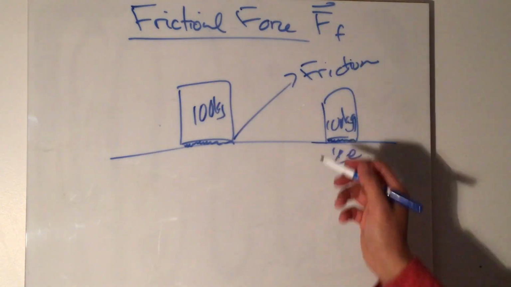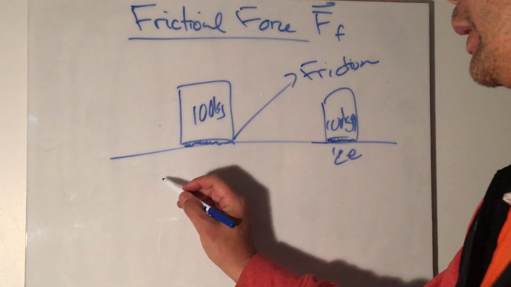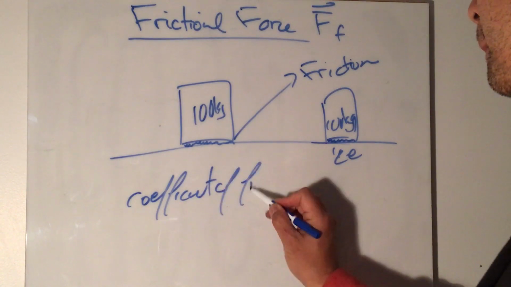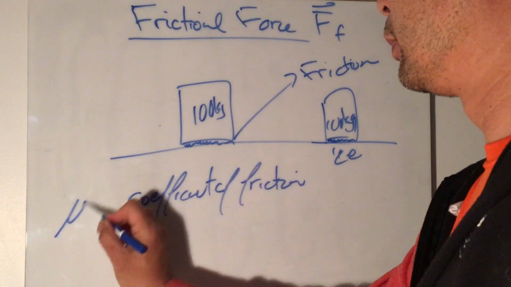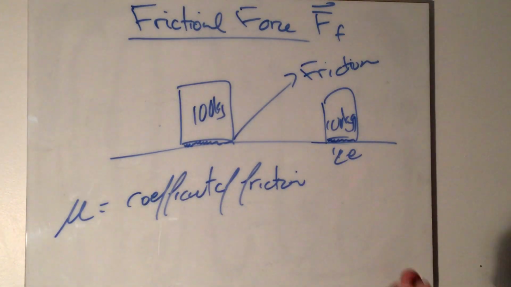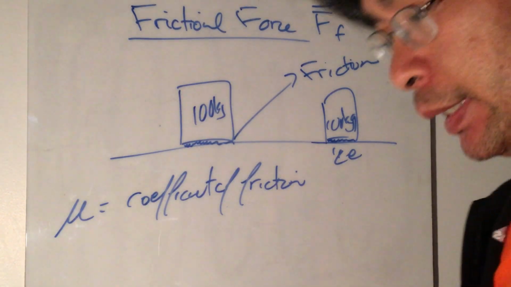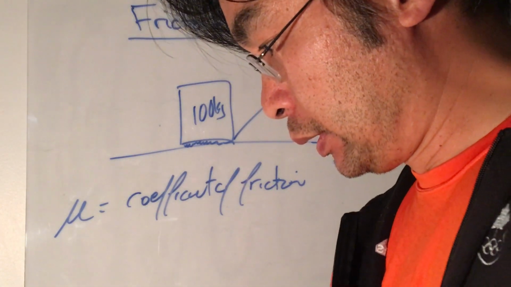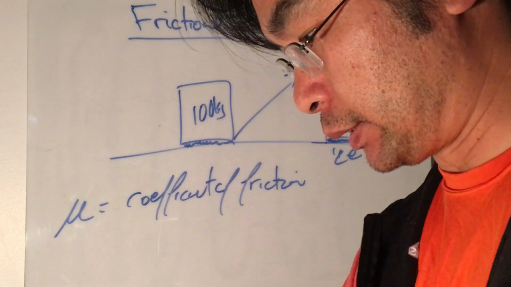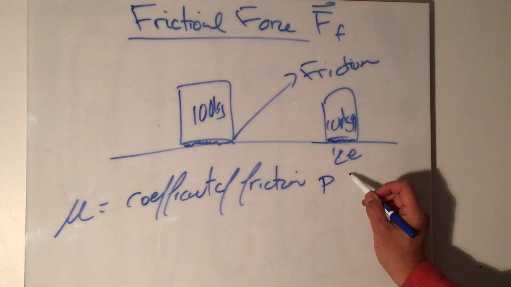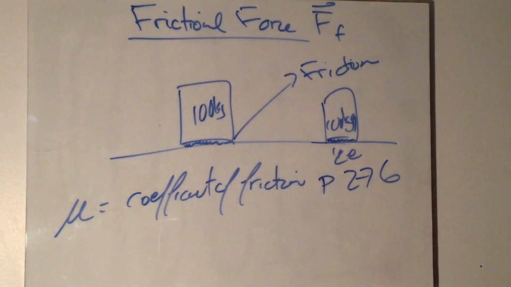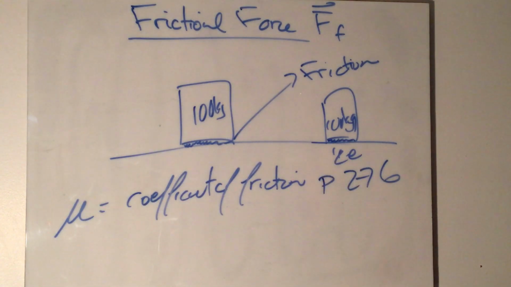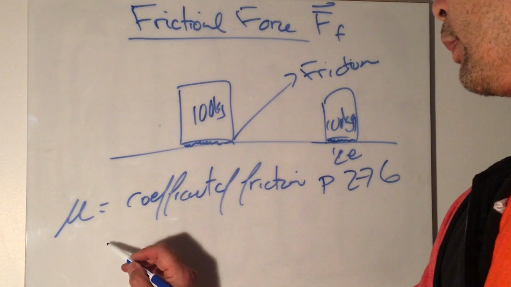Okay, every surface exerts its own coefficient of friction. So it's called U. So every single surface has its own coefficient of friction, right? And in your textbook, it has a big huge list on page 276. It has a whole list of different types of surfaces and the amount of coefficient of friction on any object.